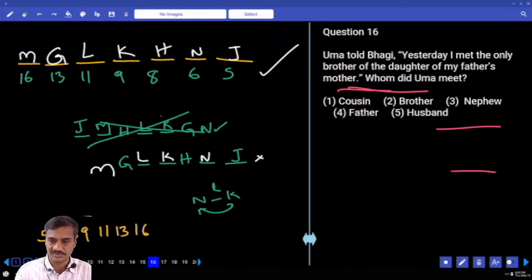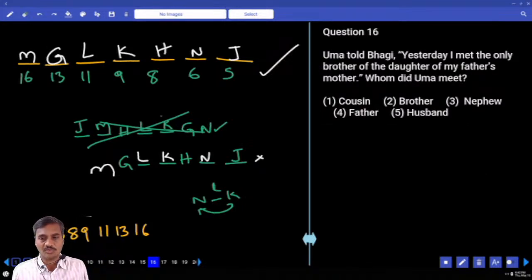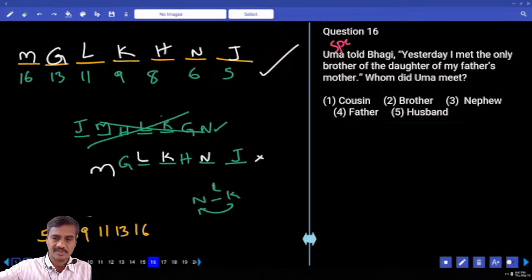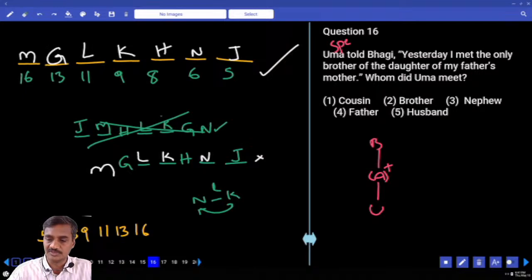Then coming to the 16th one. Question 16: Uma told Bagi, and who is the speaker here? Uma is the speaker. Uma told Bagi, yesterday I met the only brother of the daughter of my father's mother. My means, who is the speaker? Uma. Uma's father's mother. Uma is here, Uma has a father, and father has a mother. Father is A, mother is B.